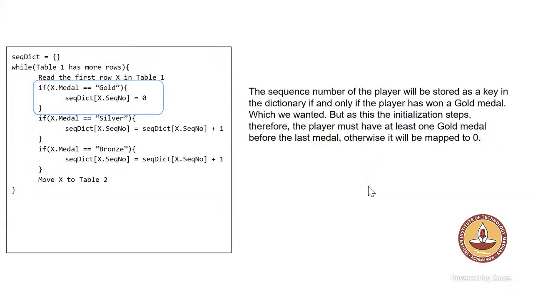That is correct. Because it will provide the result for gold, but it doesn't provide the result for silver and bronze medal players. For silver and bronze, we are not updating the sequence number at all.